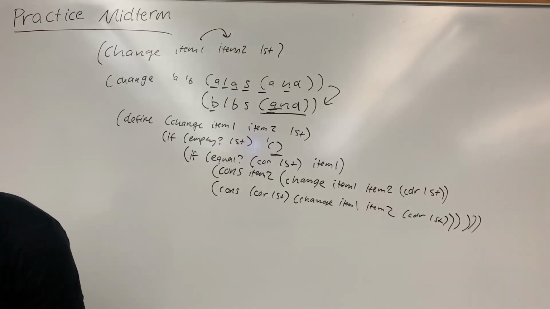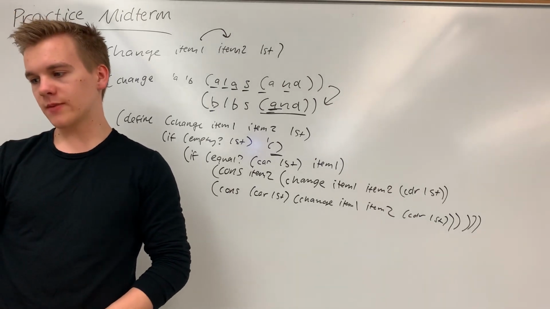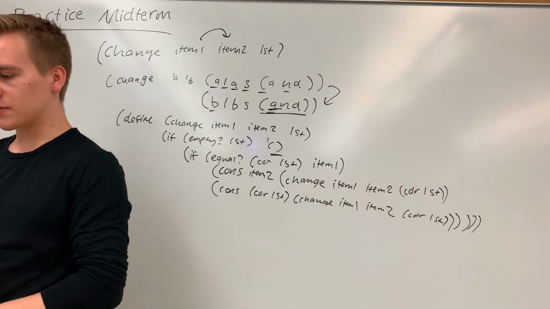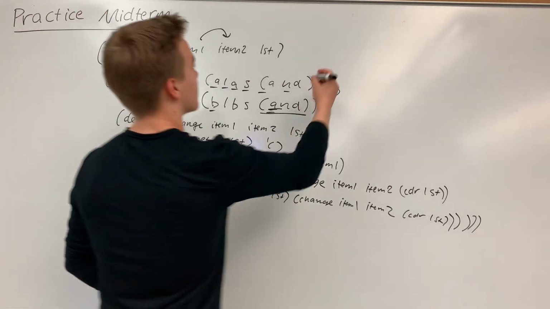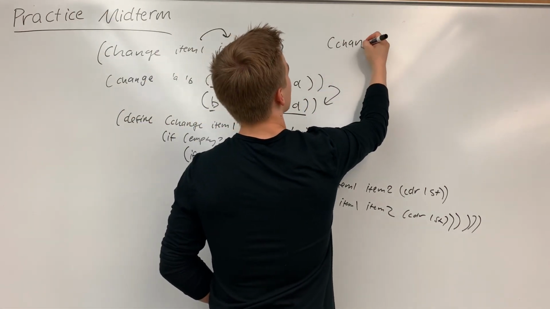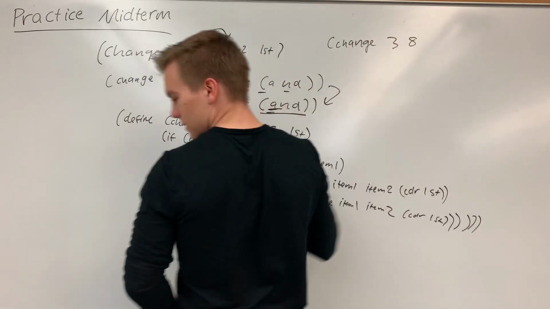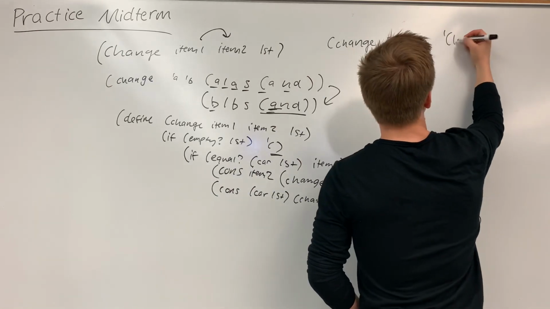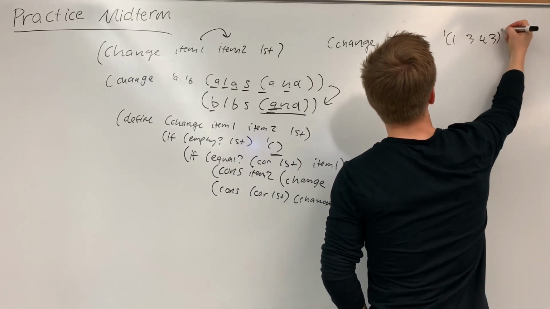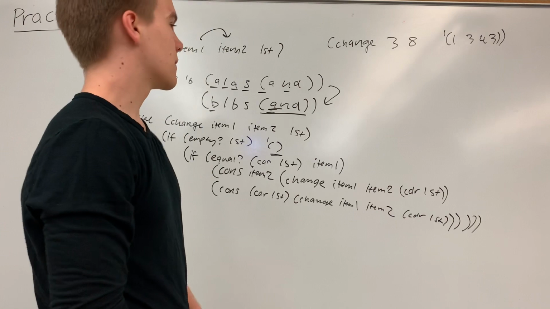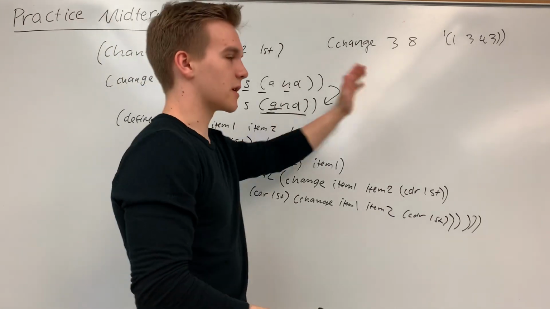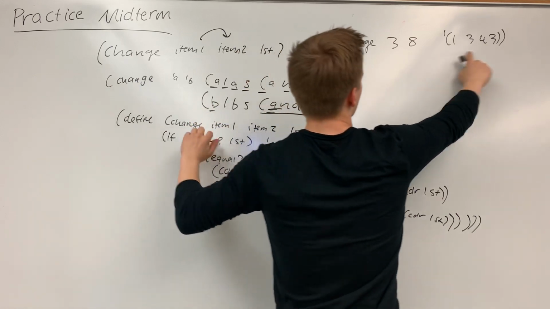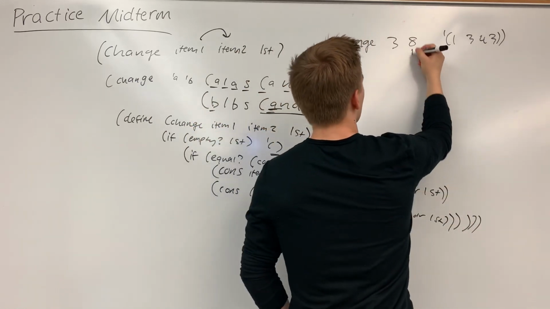1B says to draw a tree of recursive calls with return values for this procedure when evaluating change 3, 8, and then the list 1, 3, 4, 3. Okay, let me write the call over here. Great. So we know it's just going to cdr its way through the list. Here it's going to say it's not empty, and it's going to keep being not empty until it reaches the end. So I'll do something like this.